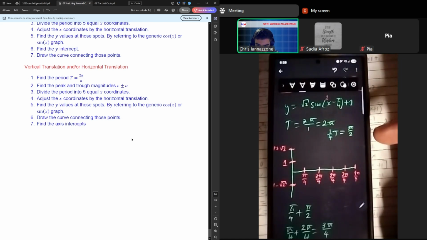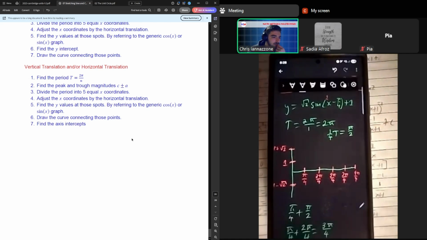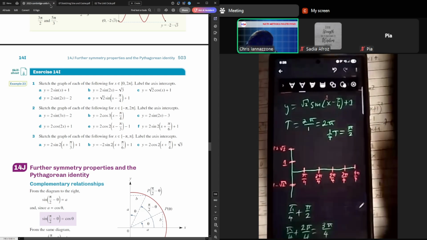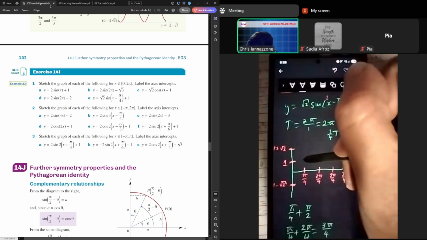Y-int. Y-int equals 1. Does the Y-int... Well, what's our domain, actually? Do we need a Y-int? It does say sketch from 0 to 2 pi, so we will need a y-intercept. Question now is, does the y-intercept equal 1? I doubt it. So the initial starting value would be 1.